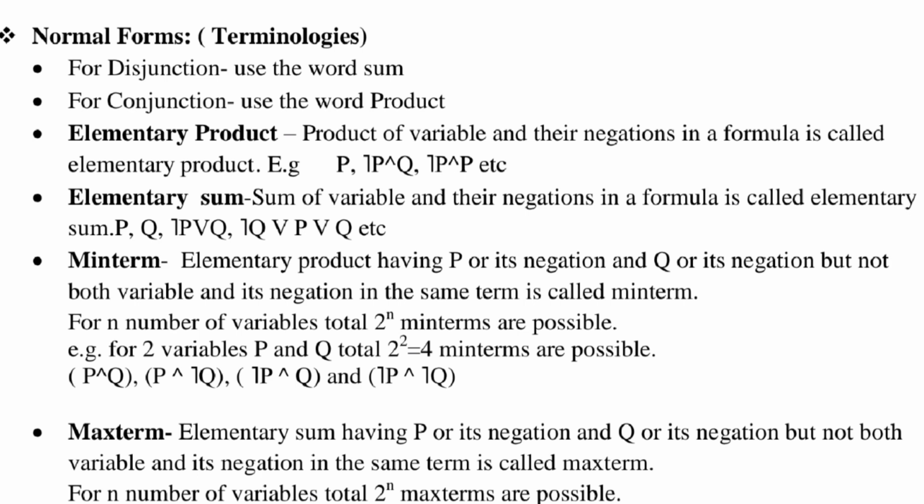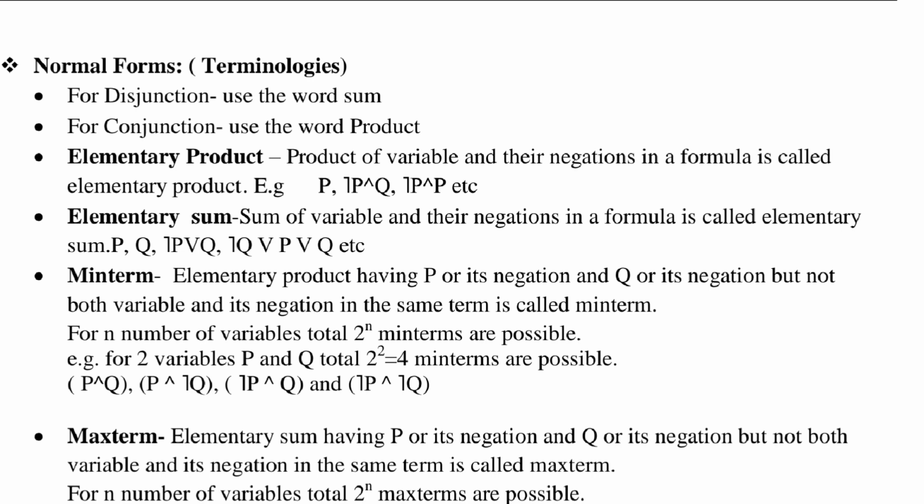For disjunction we use the word sum, and for conjunction we use the word product. So first is the elementary product. The product of the variables and their negations in a formula is called an elementary product. Example: P, negation P, P and Q, negation P and P, etc. Now the elementary sum. The sum of the variables and their negations in a formula is called an elementary sum.